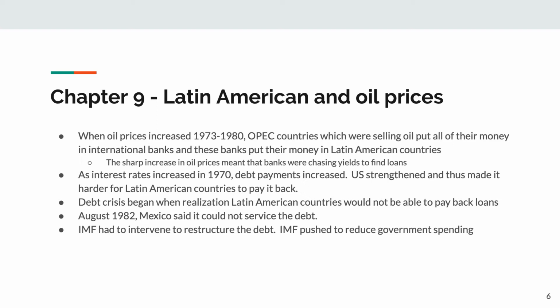And what then changes everything is when Mexico announces in 1982 that it cannot borrow any more money. It cannot pay off the debt. And what that does is it requires the International Monetary Fund, the IMF, to intervene and restructure the debt. And the problem with the IMF intervening for most of these developing countries is that, to get the loan that they need to restructure their debt so that they can actually service it and pay it off, the IMF imposes certain conditions. One of those conditions being that they have to reduce government spending, even if the spending is not that high.